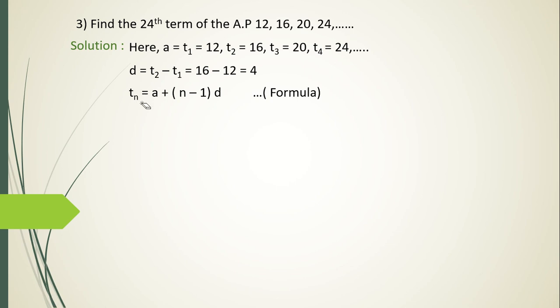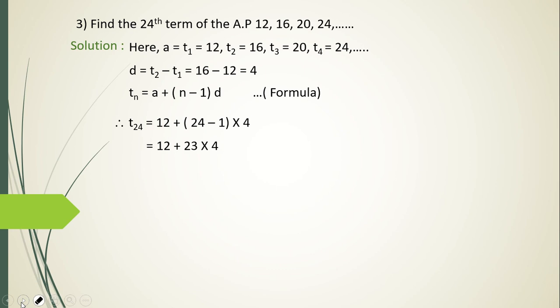Therefore T of 24 is going to be A, which is 12, plus n minus 1. n is 24, right? The T of 24 term we want to find. So that is going to be 23 into D. D is 4. So T of 24 is equal to A, A is 12, plus n is 24, the 24th term we are trying to find. So 24 minus 1 into 4. 24 minus 1 is 23.